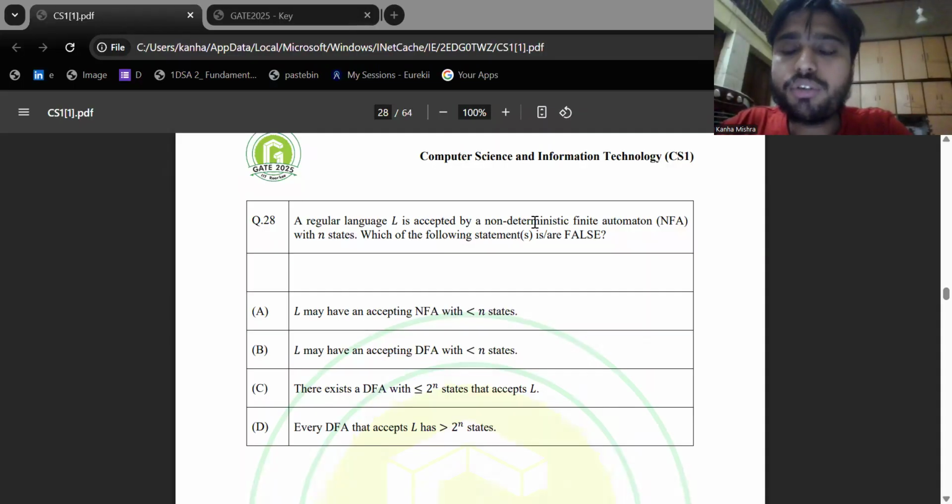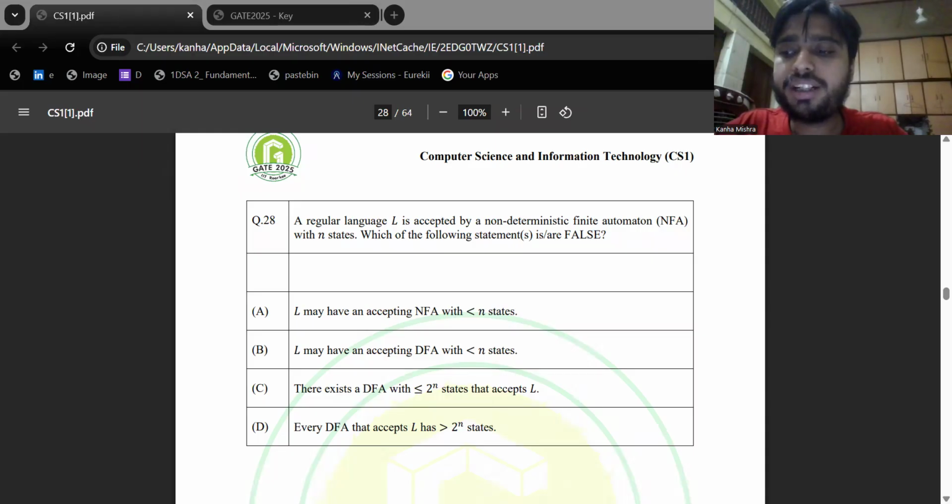Hello everyone, let's solve question 28 of GATE paper CS1 2025. A regular expression L is accepted by a non-deterministic finite automaton NFA with n states. Which of the following statements is false? In order to understand this question, we need to understand its prerequisites.